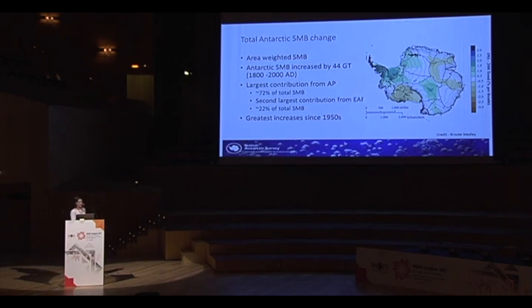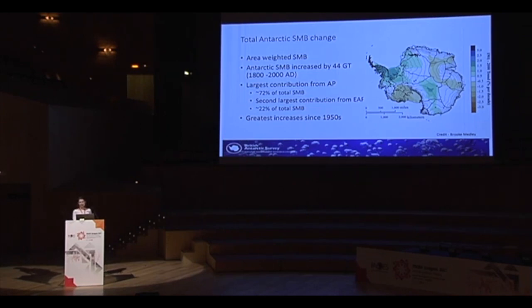So to sum up then, we combined all of our regions together, we area weighted them, and then we can actually come up with some real numbers to say what the changes were. And so we can say that for the last 200 years, there's been an increase in surface mass balance of Antarctica of 44 gigatons. And the largest contribution from this has actually come from the Antarctic Peninsula.